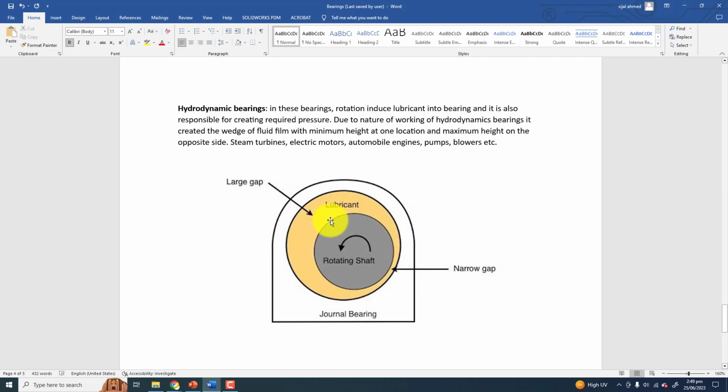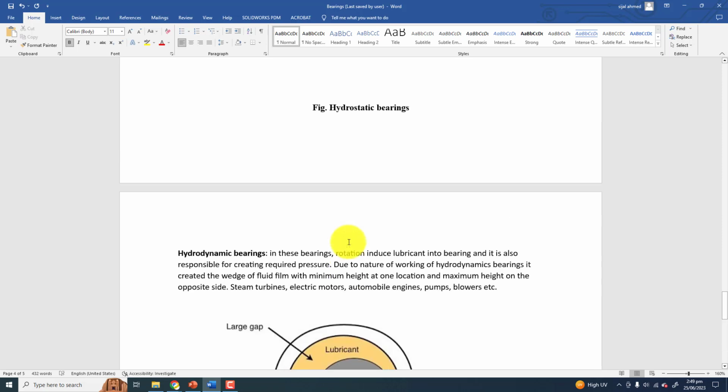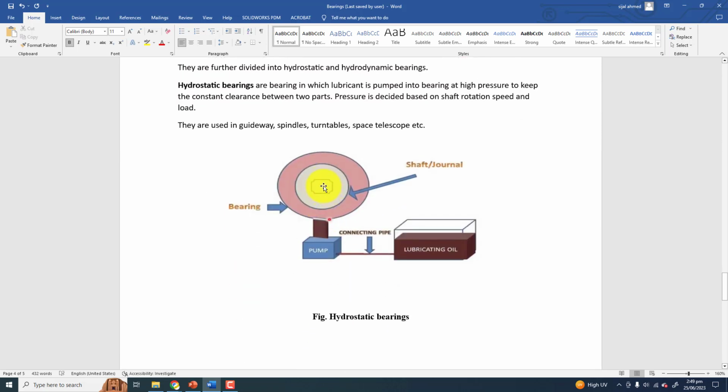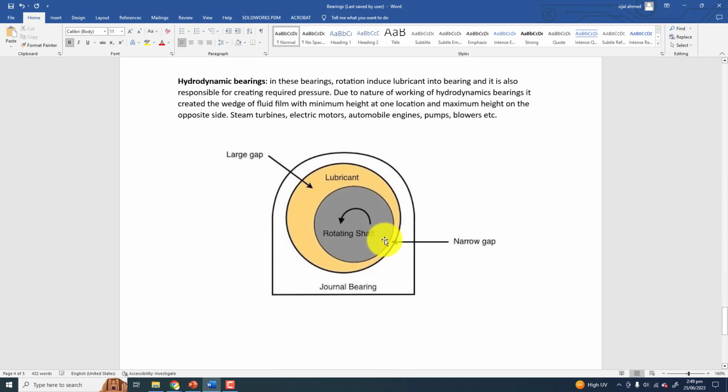So because of the motion, it sucks the oil in, and also it does not have the concentric formation like in the hydrostatic bearing. You can see that we have the minimum thickness of the film at some location, maximum on the other side, and then constant on the two sides over here, and it creates a wedge from all sides. So definitely we have high pressure at this point.